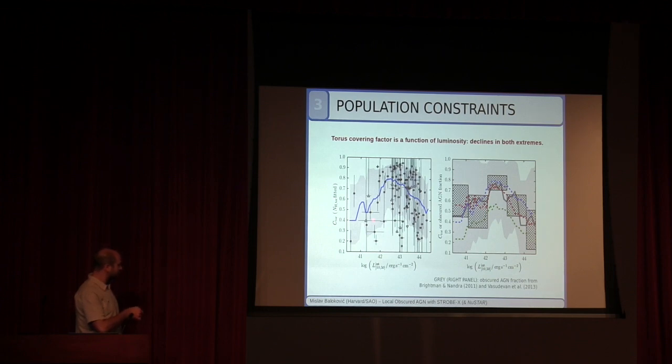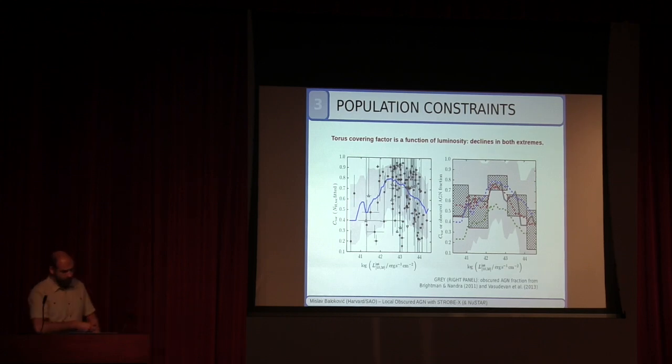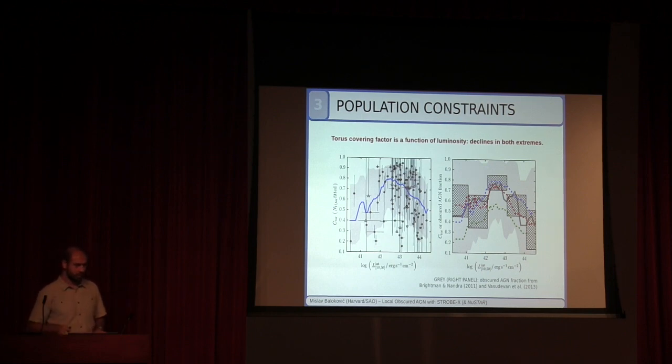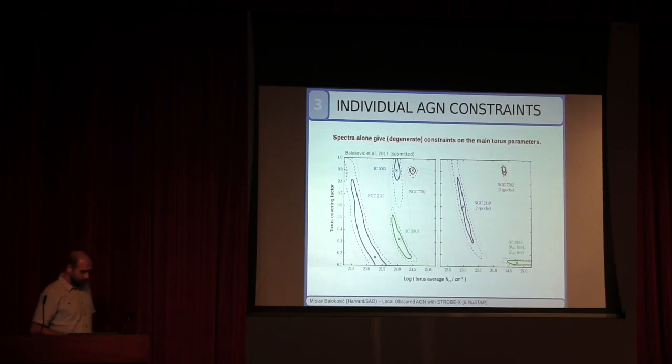And there's some encouraging agreement between these measurements of the covering factor directly and population statistics, which I'm showing on the right plot over here. These boxes, and the background gray line over there, are from counting statistics of obscured AGN versus unobscured AGN in the local AGN population. And we see similar trends, although with large error bars for now.